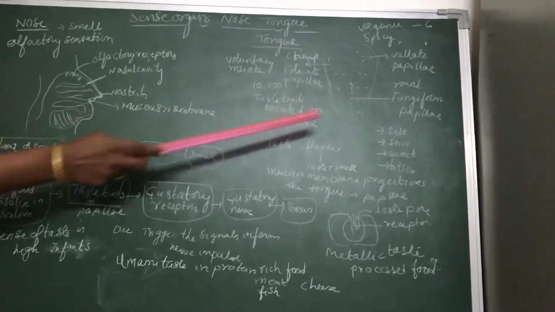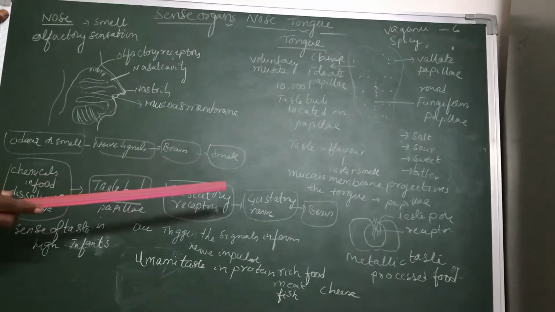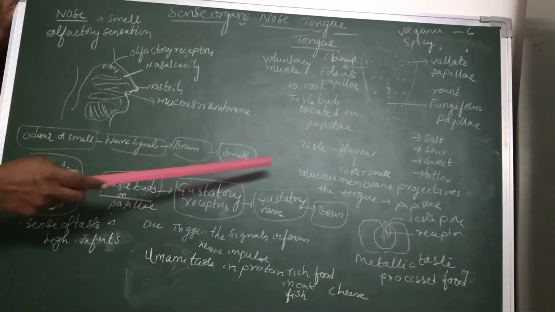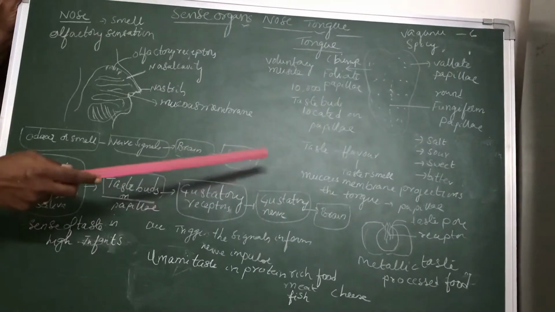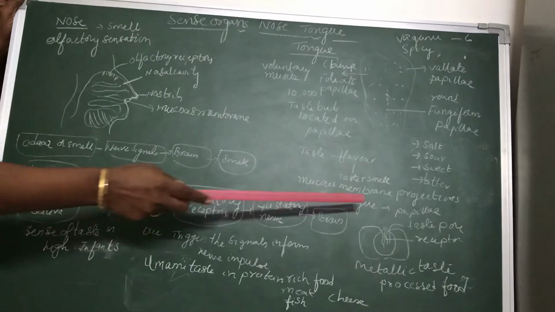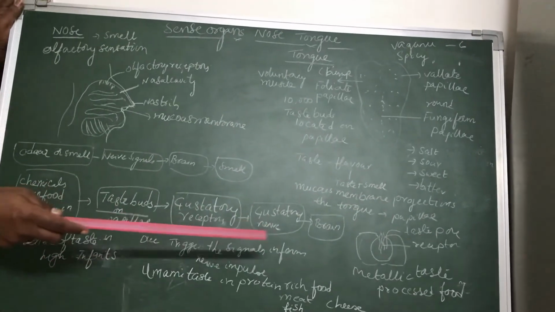Now when we observe the tongue, we find some projections on it. The tongue is covered with a mucous membrane, and on the mucous membrane some bump-like projections are present. Those we call papillae. When you touch your tongue, you can feel the papillae.